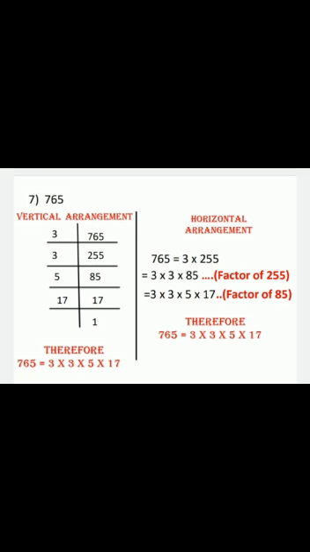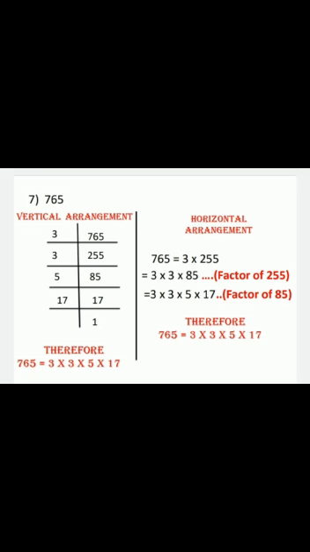765. In vertical arrangement, you will write 3 into 255. Then 255, you are going to write 3 into 85. And 85, 5 into 17. 17, 1s are 17. Therefore, the prime factors of 765 is 3 into 3 into 5 into 17.